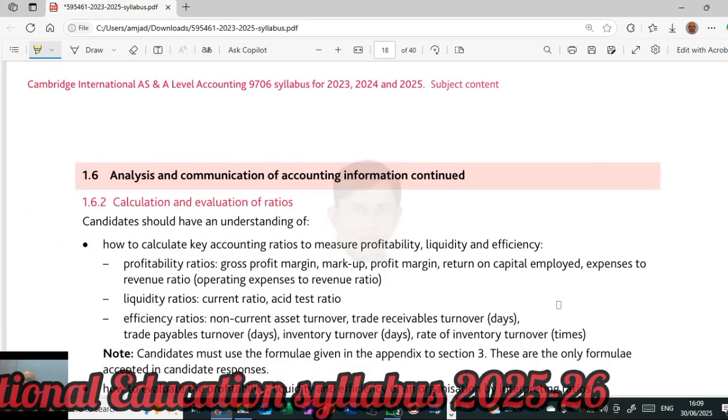Analysis and communication includes calculation and evaluation of ratios. This is another subtopic, wherein we'll be discussing various important ratios like profitability ratios, liquidity ratios, and efficiency ratios. So gross profit margin, mark-up, profit margin, return on capital employed, expenses to revenue ratio, operating expenses to revenue ratio, liquidity ratios like current ratio and acid test ratio, efficiency ratios like non-current assets turnover, trade receivables turnover, trade payables turnover, inventory turnover, and rate of inventory turnover. All these things you'll be learning.